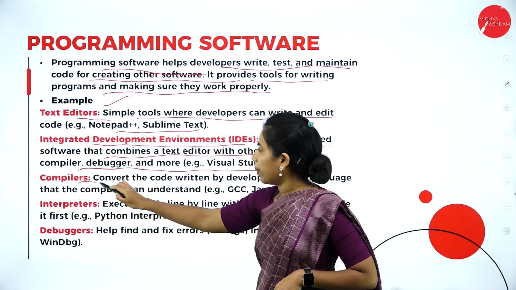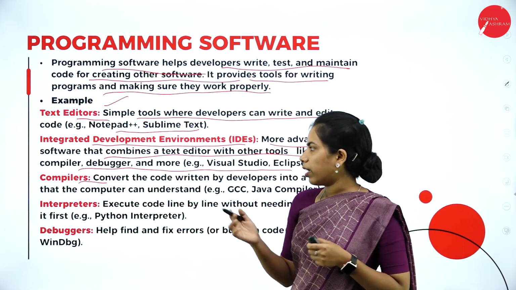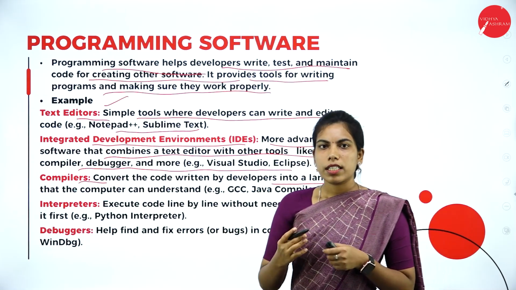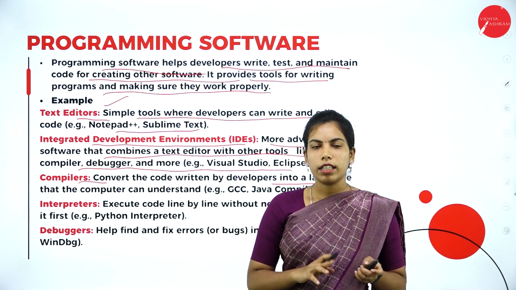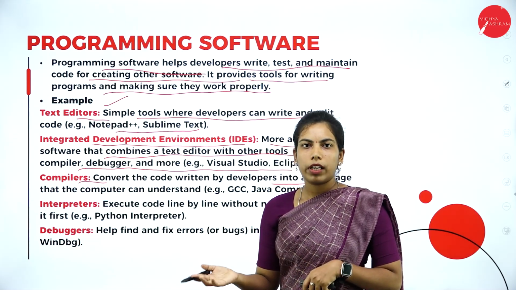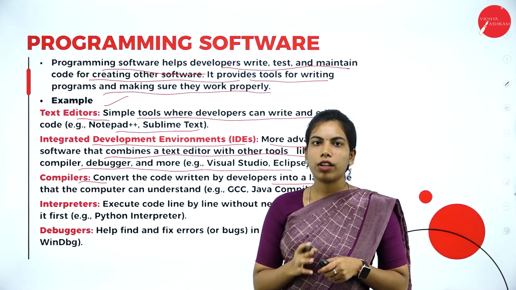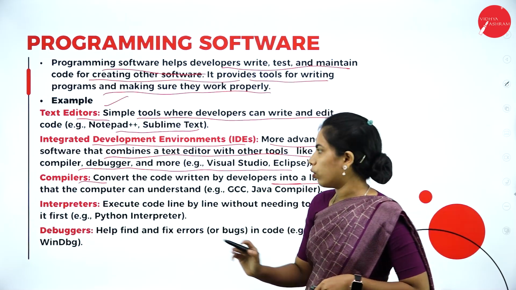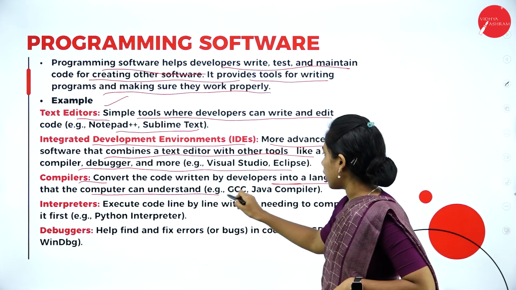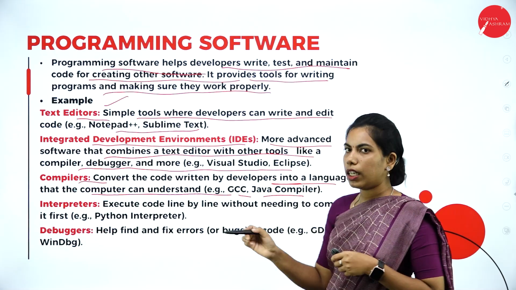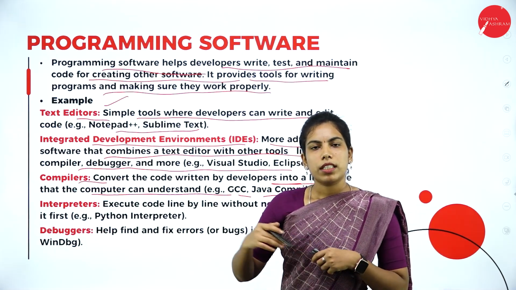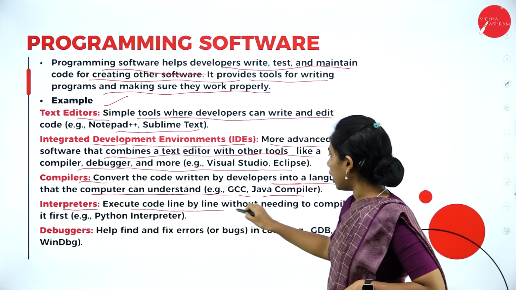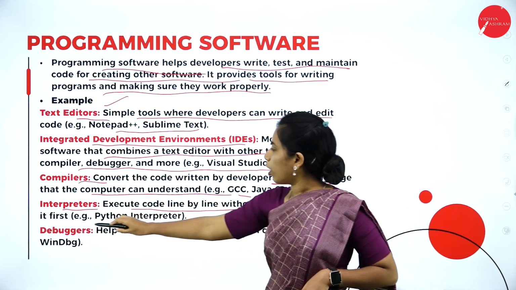So next, compilers. A compiler is nothing but a translator. A translator converts the code written by the developers. If it is in a high level language, the system cannot understand it. It will translate it into the machine level language that is understood by the machines only, not the humans. So humans can understand a high level language, that is high level code, and the compiler translates it so that the computer can understand. Examples are GCC, Java compiler and also R compiler. These are some compilers.